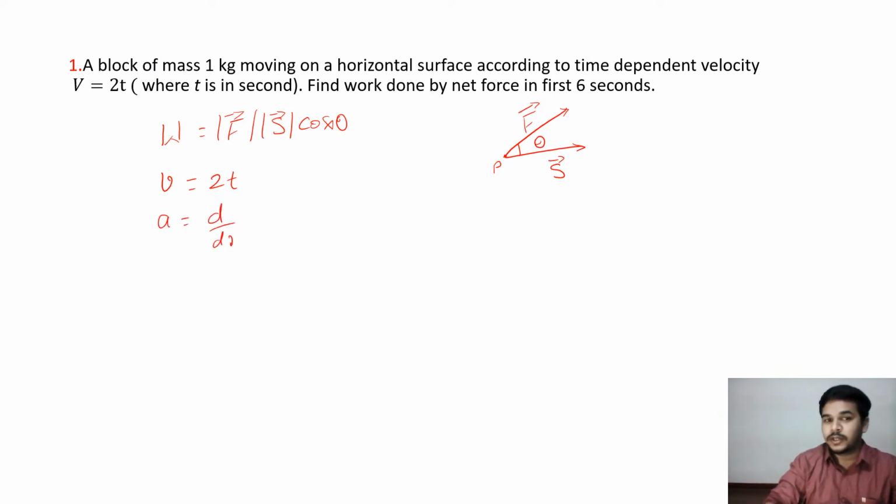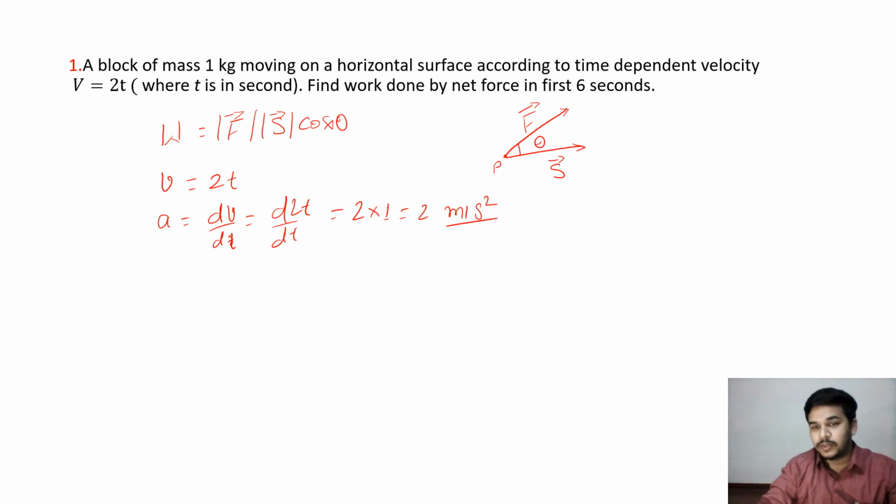How are we going to get the acceleration? By differentiating the velocity: dv/dt of 2t. 2 is a constant, so we can take it outside. The differentiation of t with respect to t becomes 1. So here it becomes 2 meter per second square. So this is the acceleration we got.